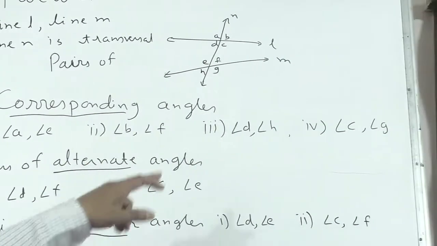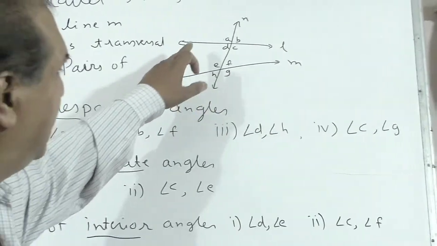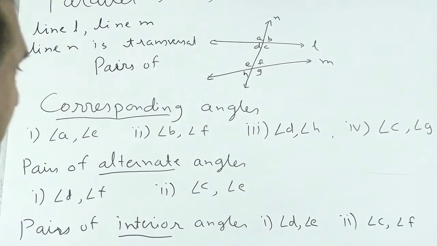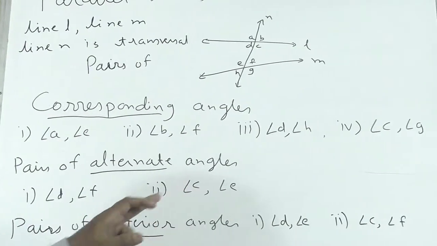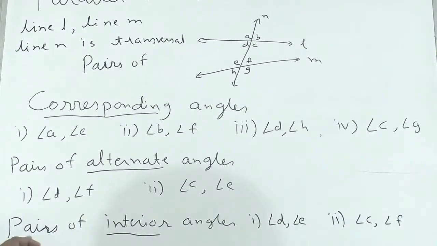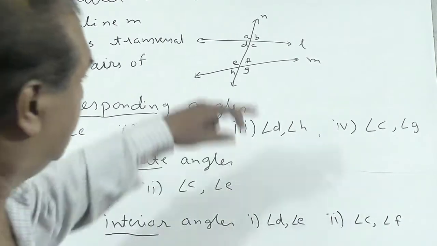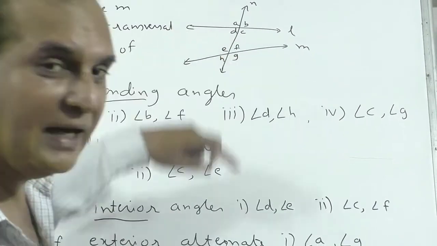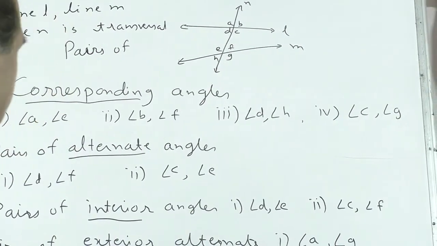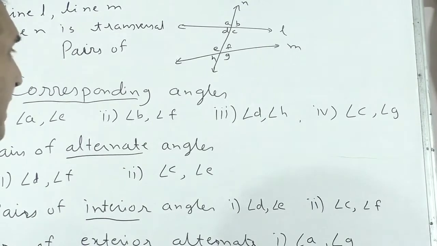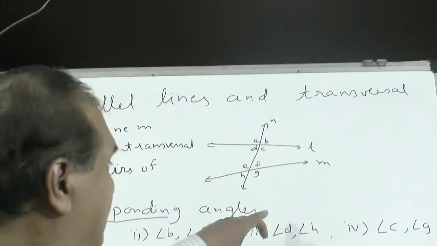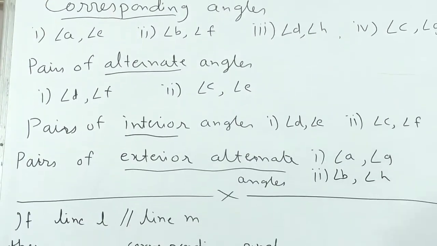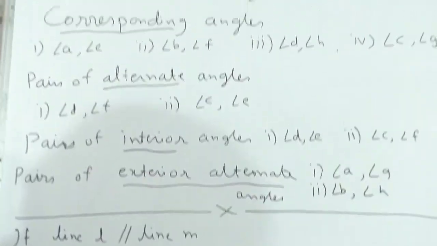Alternate angles. See the position properly. D and F, one pair. C and E, one pair. Interior alternate angles: angle D and angle F, angle C and angle E. Pair of exterior alternate angles: angle A and angle G, angle B and angle H. Understood this? Watch properly.